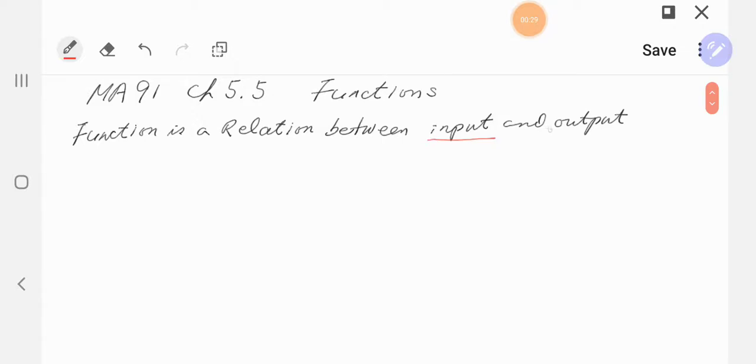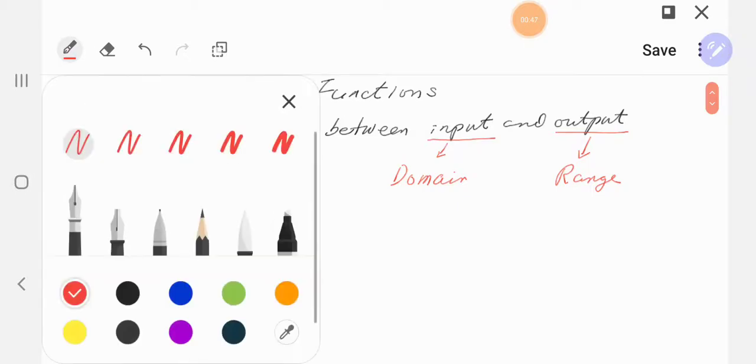The set of all inputs, we call it the domain. The set of all the outputs is called the range. So it is a relation between input and output.